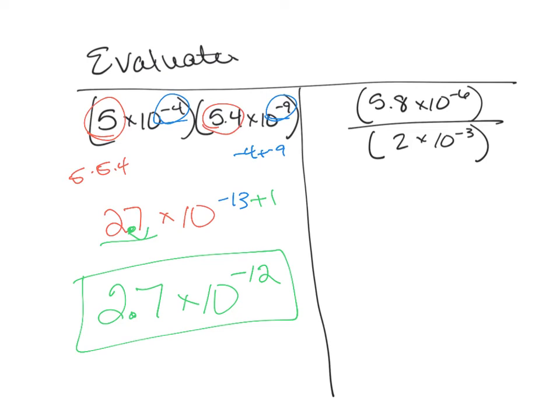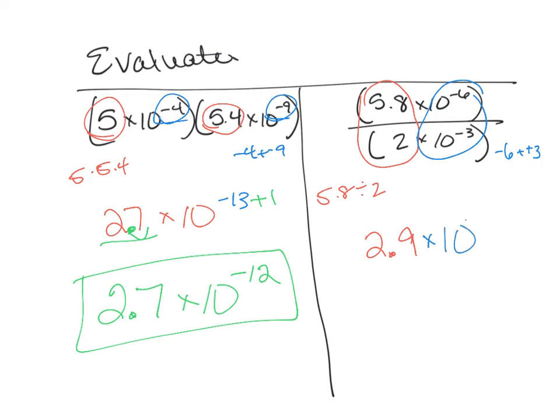Let's do the division. 5.8 divided by 2. That gives me 2.9. Now the exponents, I'm dividing, so I subtract. Negative 6 minus a negative 3. I'm going to double dash. That gives me negative 3. Multiply by 10 to the power of negative 3. This is between 1 and 10, so there's my answer.